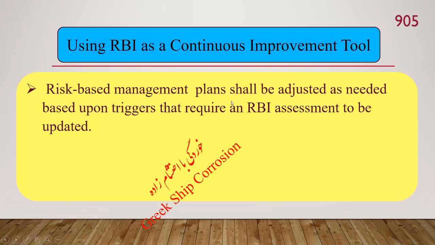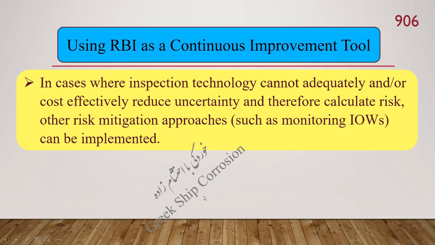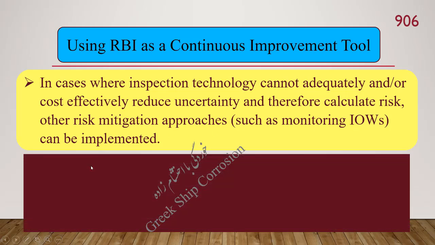Risk-based management plans shall be adjusted as needed based upon triggers that require an RBI assessment to be updated. RBI offers the added advantage of identifying gaps or shortcomings in the effectiveness of commercially available inspection technologies and applications. In cases where inspection technology cannot adequately and/or cost-effectively reduce uncertainty and therefore calculate risk, other risk mitigation approaches such as monitoring IOWs can be implemented.